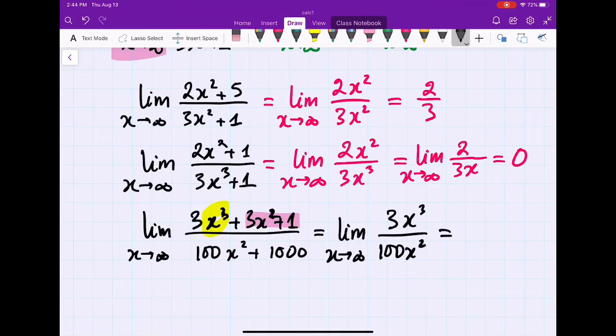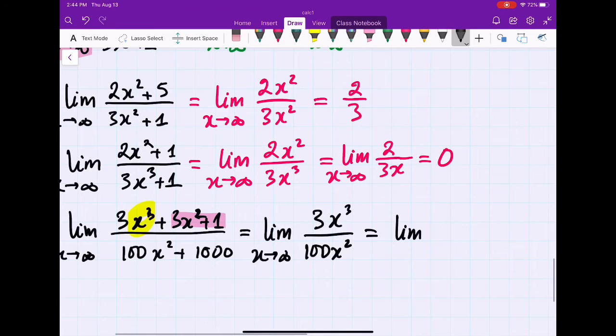Then we simplify x squared. We have the limit of 3x over 100 when x approaches infinity. And that is infinity, right? Because 3 over 100 is just a coefficient, you take that out. And you have the limit of x when x approaches infinity, that is just infinity.